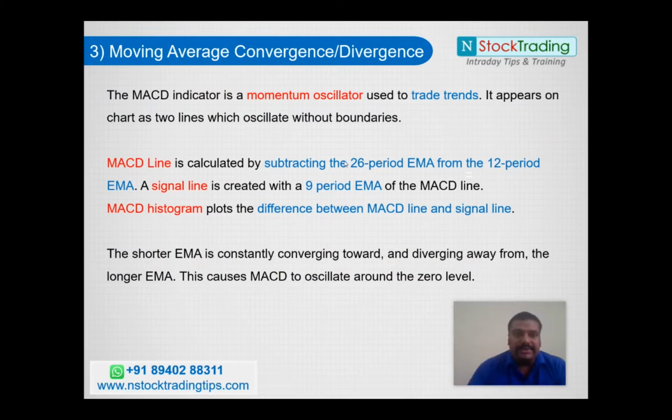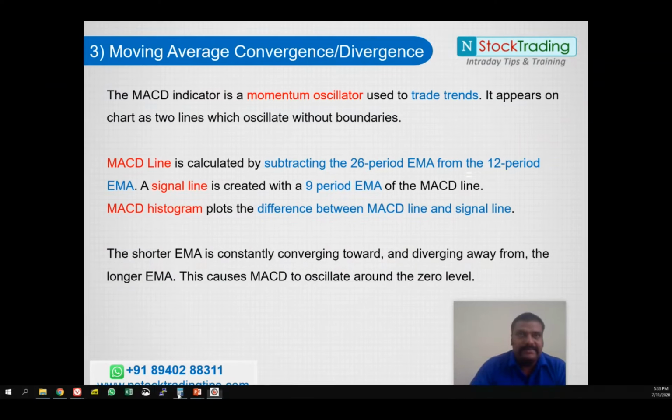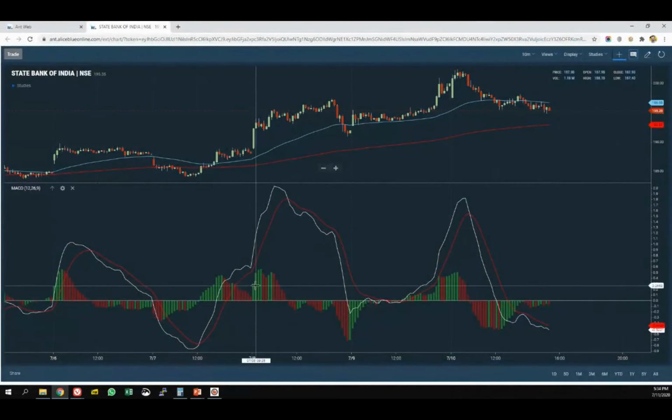Okay, I'll show you this now. You see this? This is the 12 and 26 difference, and this is the signal line. So this is the MACD line and this is the signal line. And you see this histogram, it is calculated based on the difference between these two.